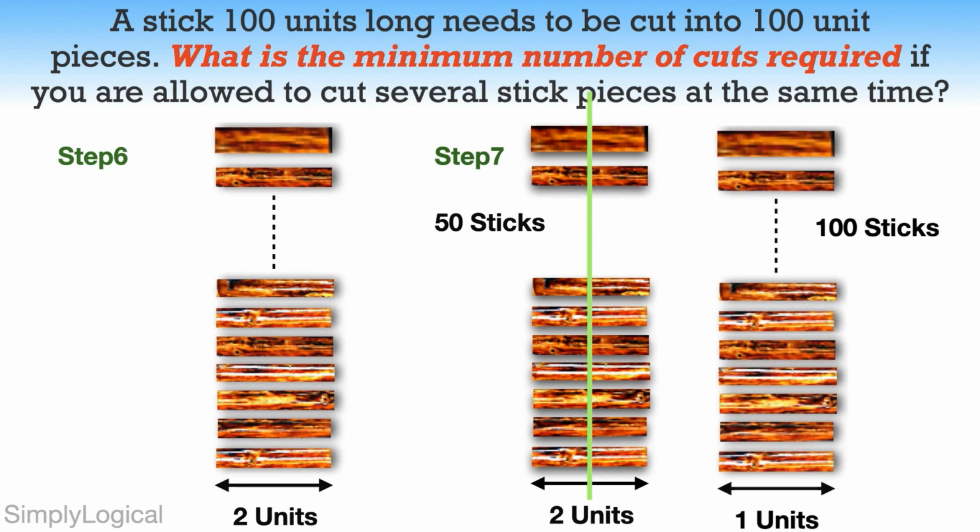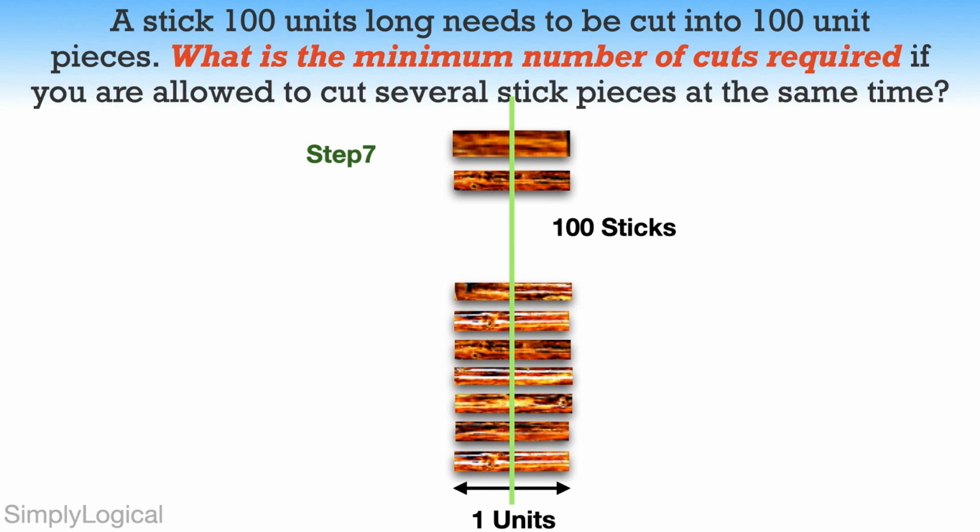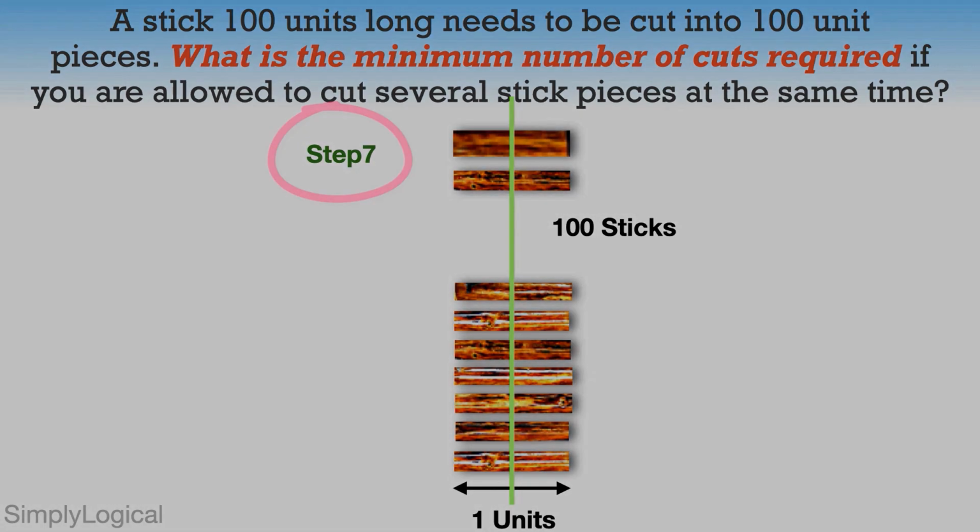To see that 6 or fewer cuts cannot solve the problem, note that a cut can at most double the number of pieces, so after 6 cuts, you cannot have more than 64 pieces. So the answer to this puzzle is that 7 cuts are required to cut a 100 unit long stick into 100 unit pieces. I believe that this algorithm of always cutting the largest power of 2 which is smaller than the largest pieces will be optimal in general, not just for 100 pieces.